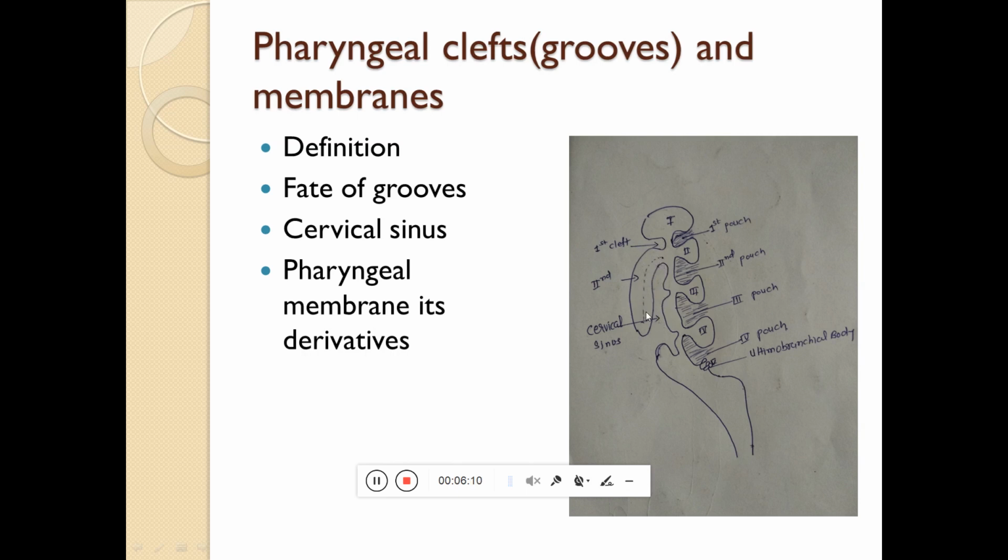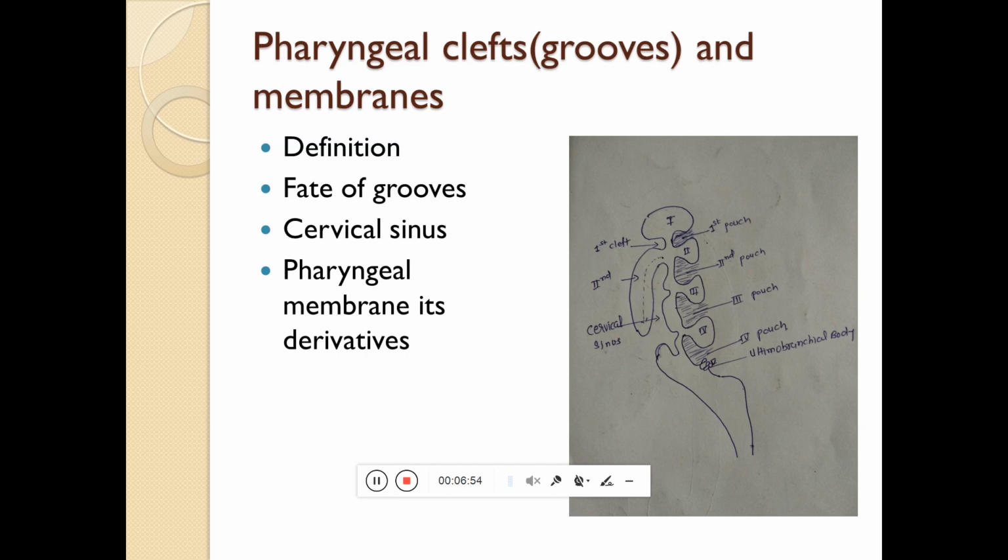In this way it covers all the remaining arches, and it is responsible for giving a smooth surface, and the space between the arches and the second pharyngeal cleft ultimately disappears. It is known as the cervical sinus. Generally this cervical sinus disappears, but sometimes there may be a collection of pus, and this structure is generally situated at the anterior border of the middle of the sternocleidomastoid muscle.